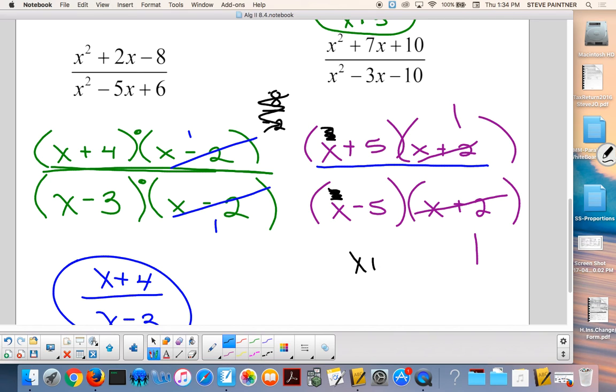X plus 5 with what? X minus 5. Okay? First page is done. All it was reducing fractions. That's it. Next page, when you flip it, is what?